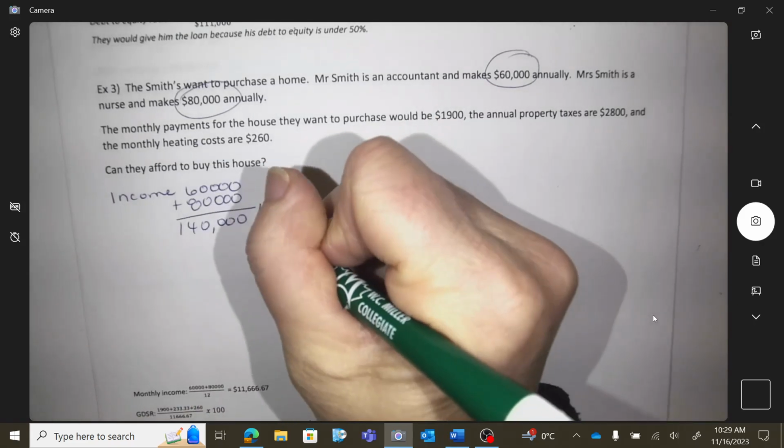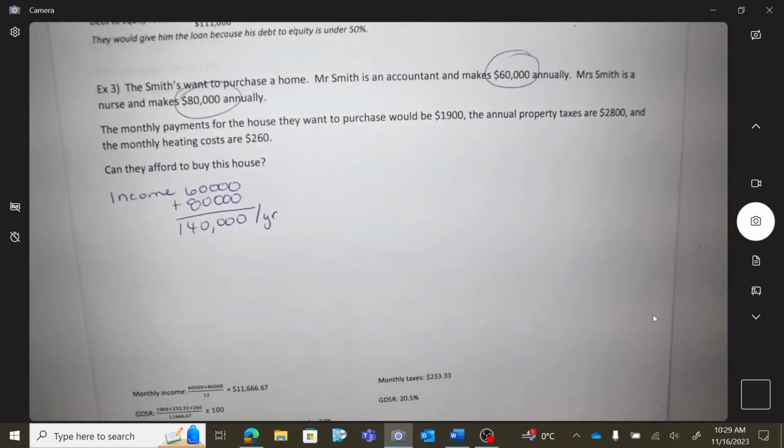And that is per year, right? Hopefully that's not how much they're making a month, because that would be amazing.